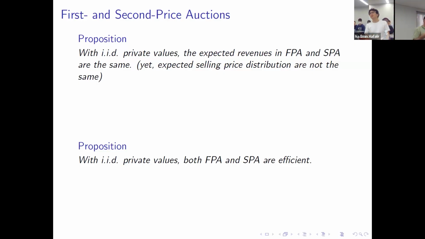Okay, so, all right. In a first price auction, and also in a second price auction, we established that the interim expected payment is G of X times beta I of X, which is equal to the integral from 0 to X of Y g(Y) dY. Okay. So this is the interim expected payment.